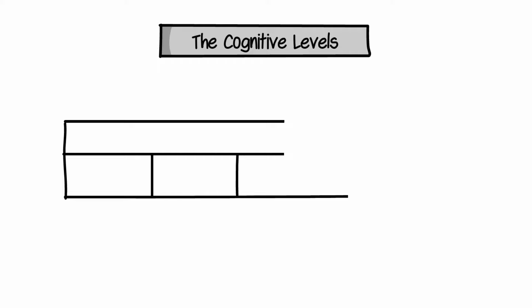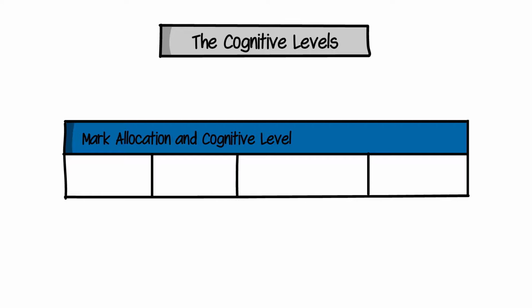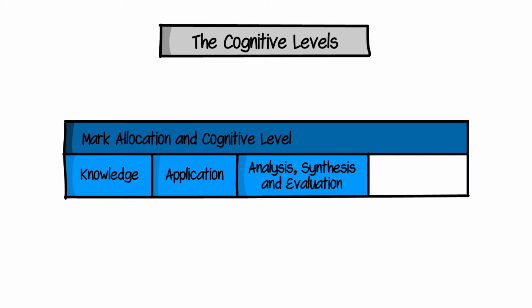This brings us to the last part of the grid, the cognitive levels. Mark allocation and cognitive level: knowledge, application, analysis, synthesis, and evaluation, total marks. You already watched a video on Bloom's taxonomy and should be familiar with the different cognitive levels.